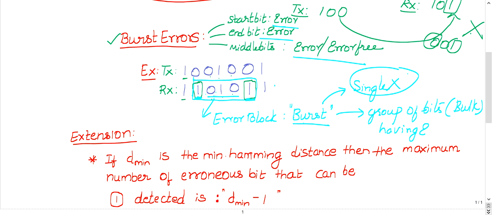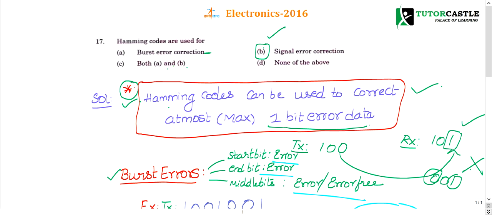So our Hamming codes, I already told you, can correct only 1 bit of data which contains error, whereas burst or bulk itself indicates, from the definition I gave you, that it has bulk of errors, meaning more than one. So this cannot be the right choice. Therefore C cannot be the right choice. So the right choice is option B.